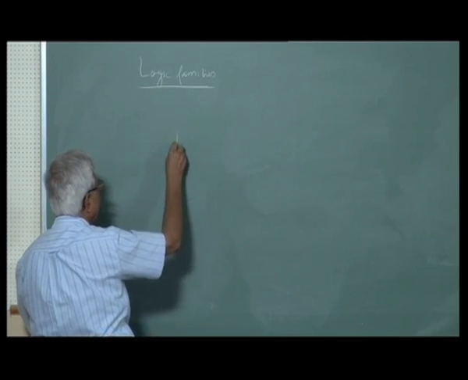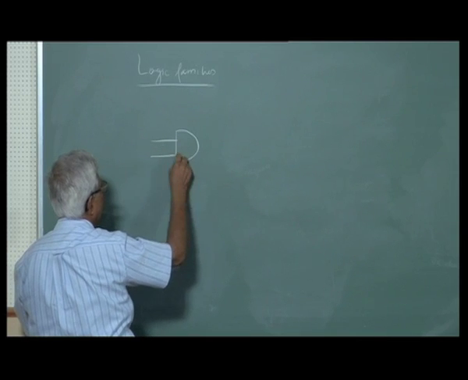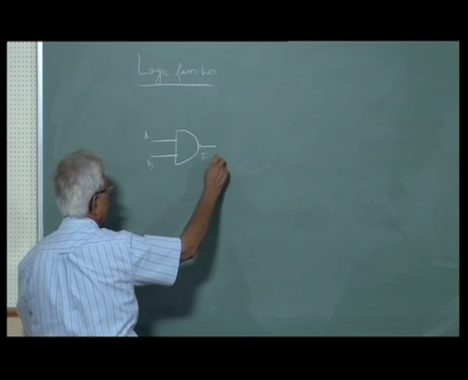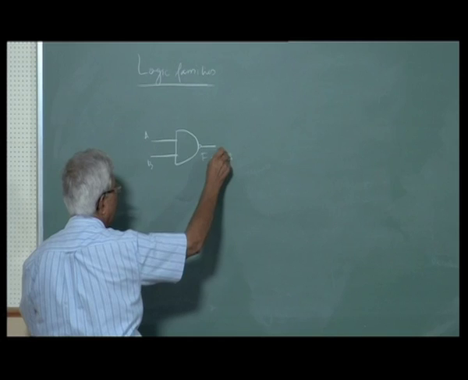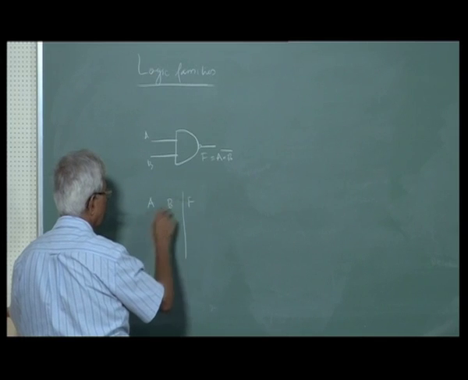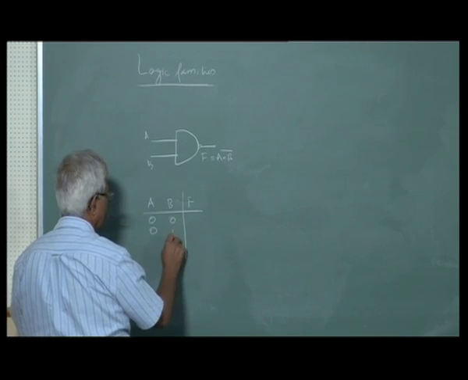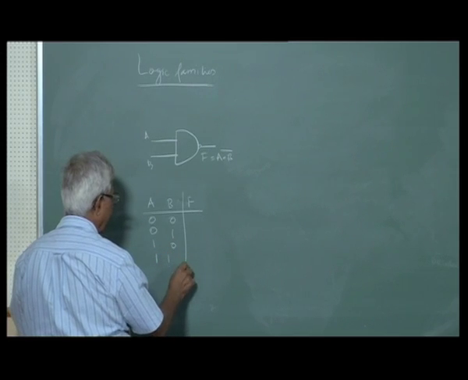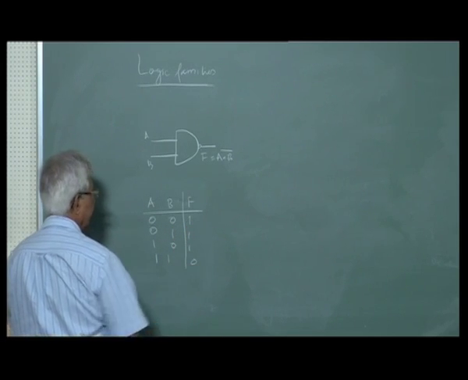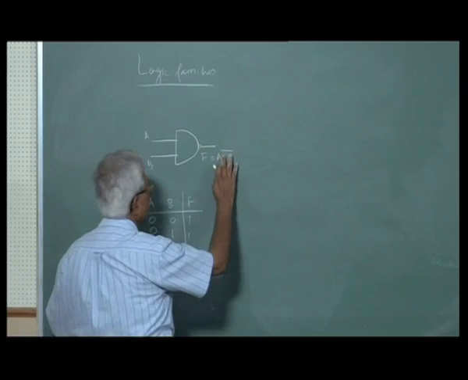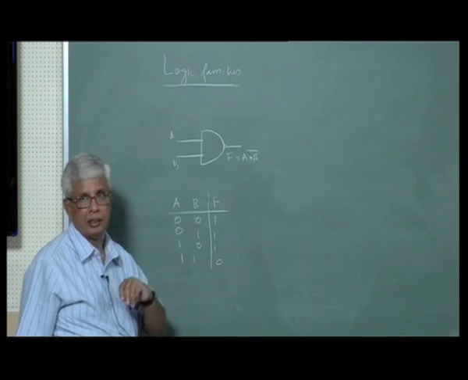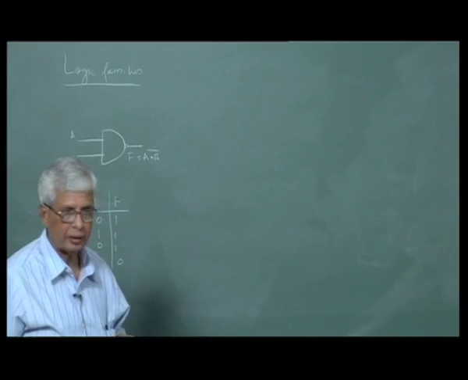Suppose I have a NAND gate which I described like this. A, B, F is A and B. Or I can write a truth table. This is the complement of AND. For AND, this is 1, the rest of them are zeros. For NAND, it is 1, 1, 1, 0. Functionally, you know how to use it in circuits, how to design circuits using NAND gates.